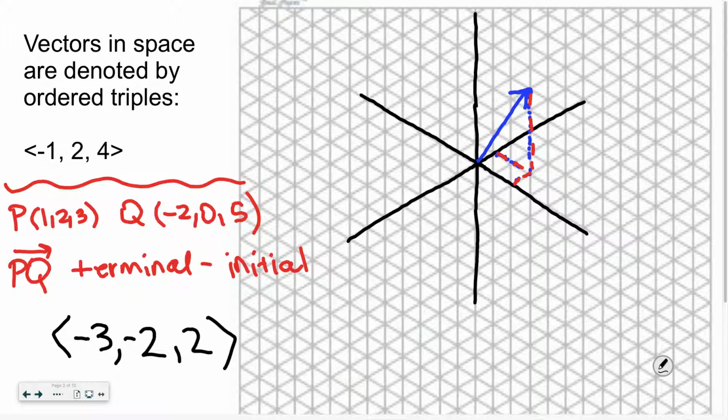Are you wanting me to plot this? Okay. So -3 for the x would be back here, and -2 for the y would be here. So here's our parallelogram, and then we would go up 2. So we'd be in octant 3 for that vector.